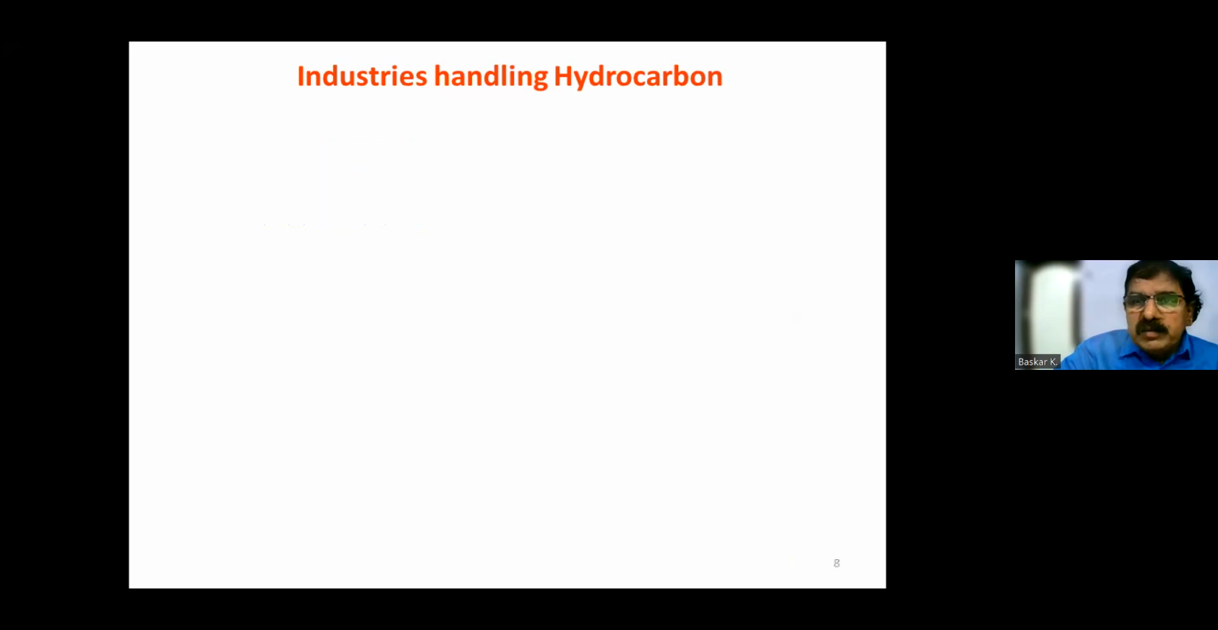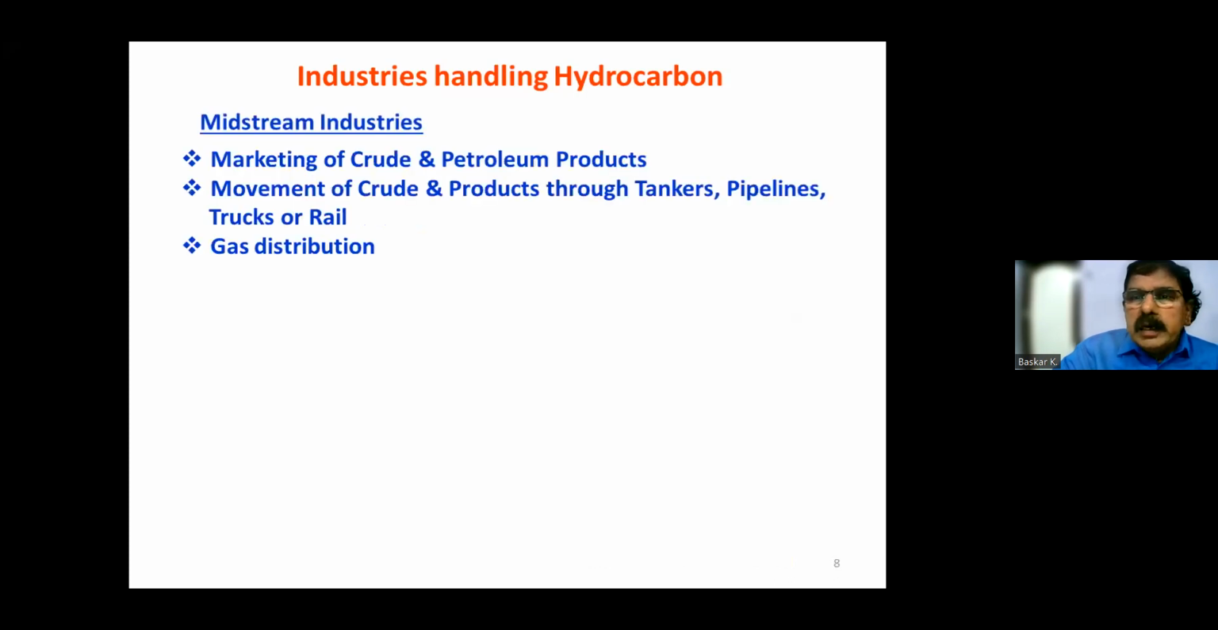Now we come to midstream. What is midstream? It is marketing of crude and petroleum products. Then movement of crude and product through tanker, pipelines, trucks, and rail. And then gas distribution. If you see the marketing of crude oil, crude oil is available only at certain locations of the world, but the crude oil refinery is available throughout the world. So that means the crude oil has to be marketed properly, like any other commodity. Then it has to be brought to the refinery site for processing.